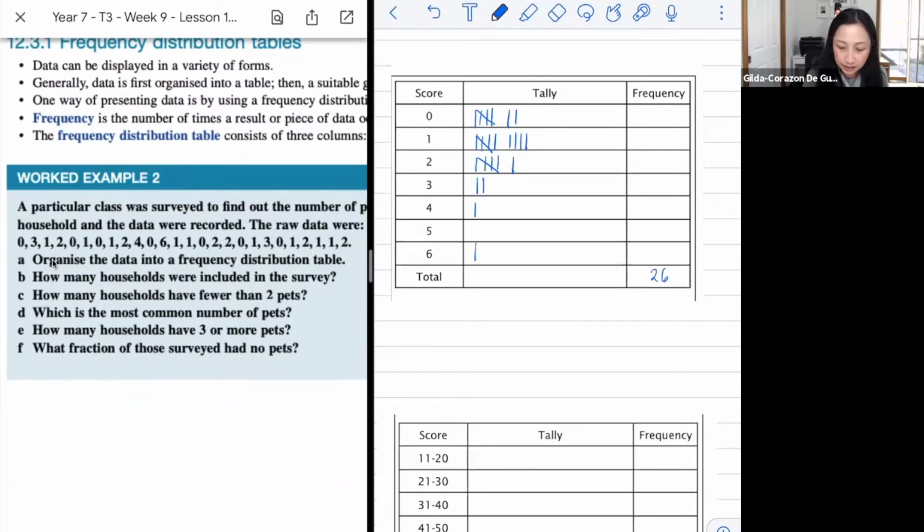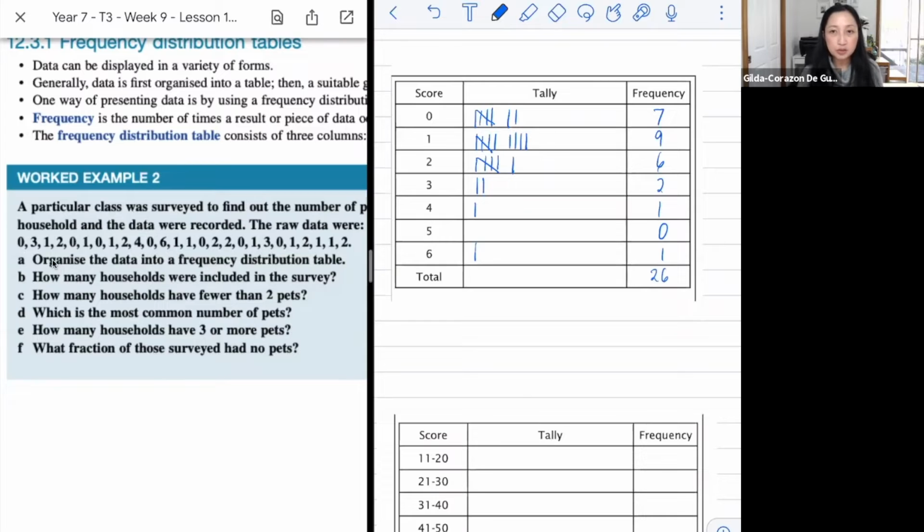So let me find out what the frequency is. Frequency is the number of times that score appeared. So you've got 7, 9, 6, 2, 1. When there's none, then you write 0. Don't leave it blank. And then you've got 1 on the last one. Then you add them, and you get 16, 22, 24, 25, 26.